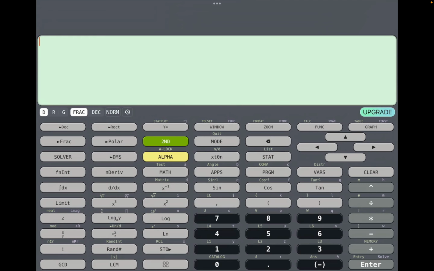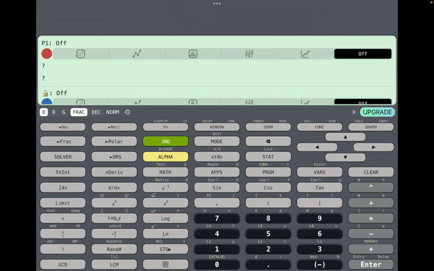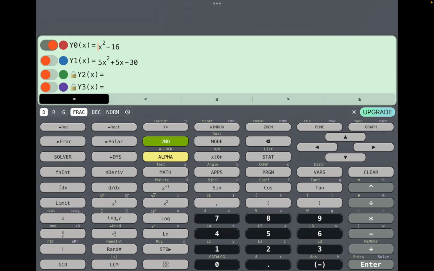And so the top left, right above that green second button, I see the button that says y equals, so I click that button. I can see I can type in this first one, x squared minus 16. Now the x button is directly diagonal to the second button, diagonal down and right to it. It's this dark button.